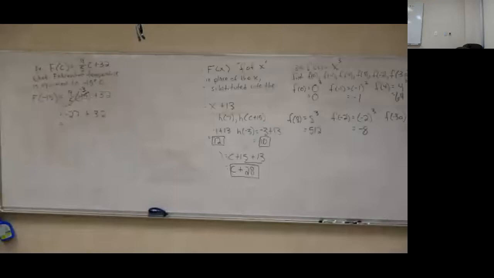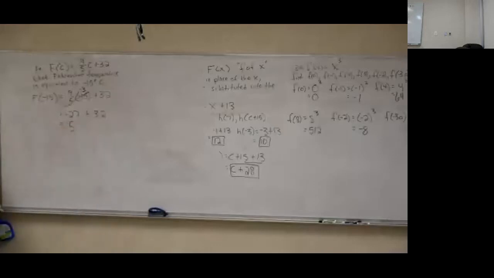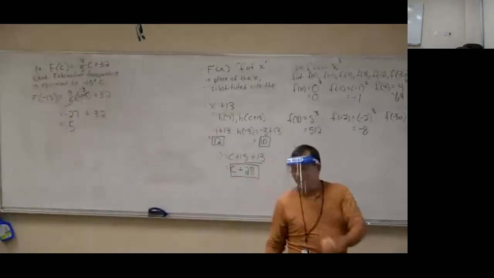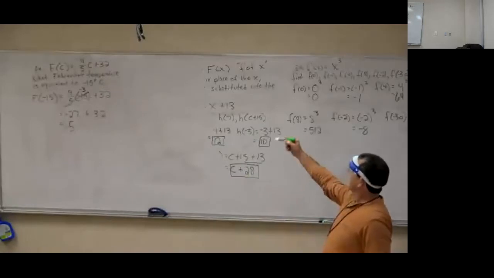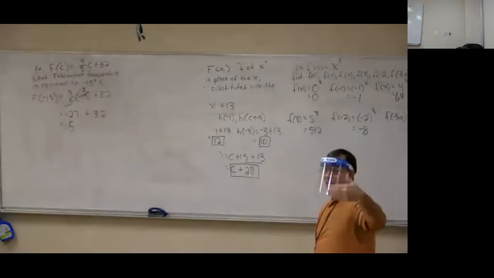So, negative 27, positive 32. So we get positive 5. That makes sense. Because I know Fahrenheit 32, Celsius is 0. So since my Celsius is in the negative numbers, that means that Fahrenheit definitely has to be below that 32, right?